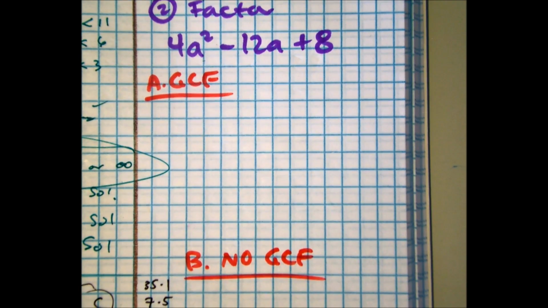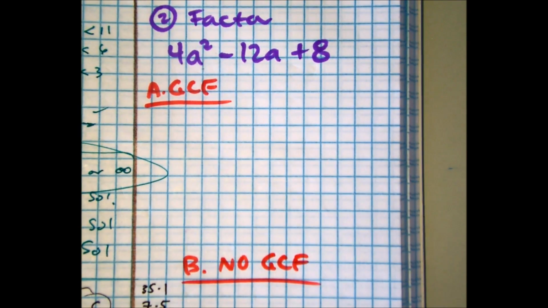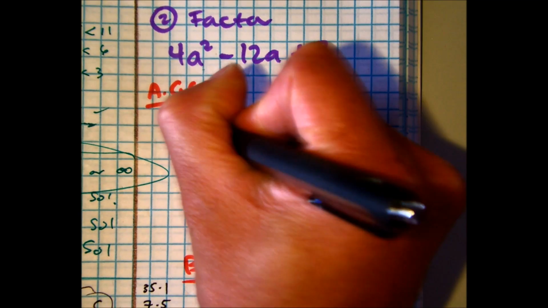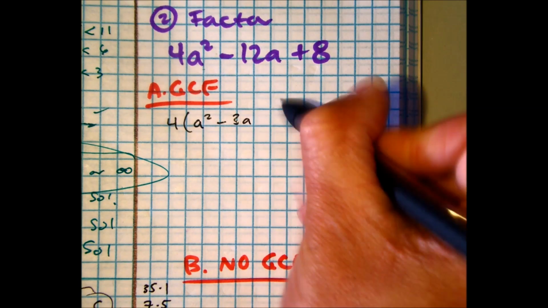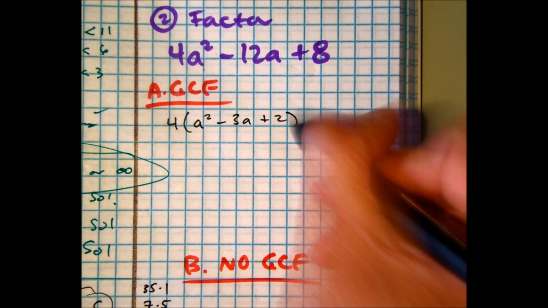Alright, let's go ahead and go over this problem. If you recognize it, put your fingers in the air. What is your GCF? If you just factor out a 4, you would have been left with a squared minus 3a plus 2.